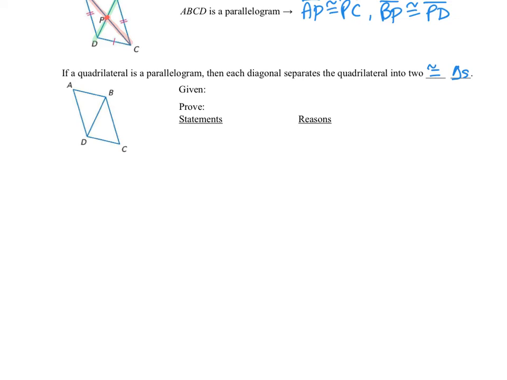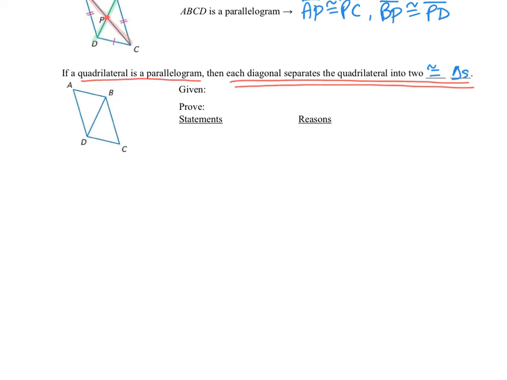And it's going to be a simple proof because we're just going to be proving that one triangle is congruent to another triangle. That's something we've done a lot this year. So let's take a look at our theorem. The hypothesis is that we have a quadrilateral that's a parallelogram. The conclusion is that each diagonal bisects or separates the quadrilateral into two congruent triangles.